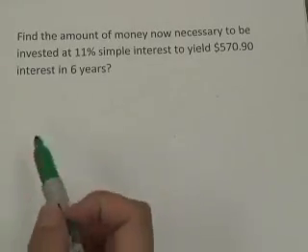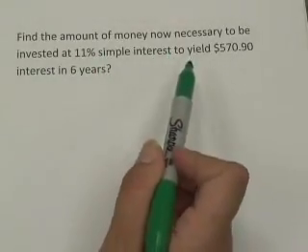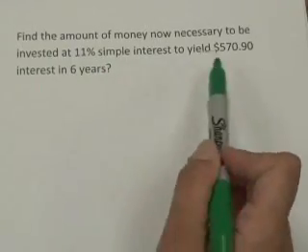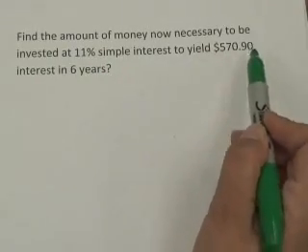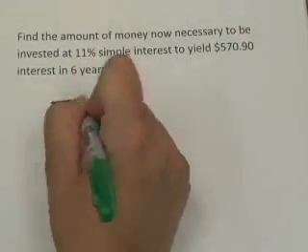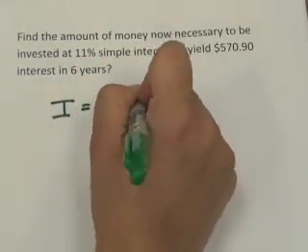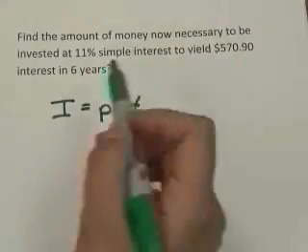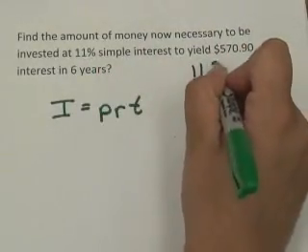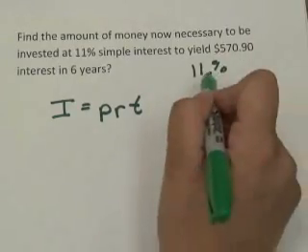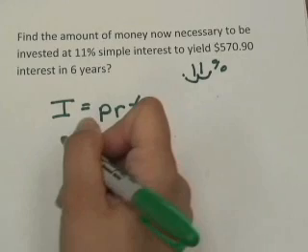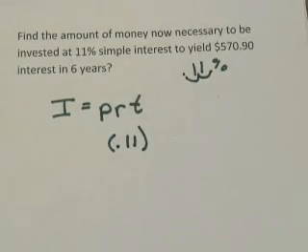In this problem it says, find the amount of money now necessary to be invested at 11% simple interest to yield $570.90 interest in 6 years. So again, let's start with the formula I equals PRT. The first number that they give us is 11%. Again, we need to change that 11% to a decimal first. So you move it 2 places. So 11% is 0.11 as a decimal.